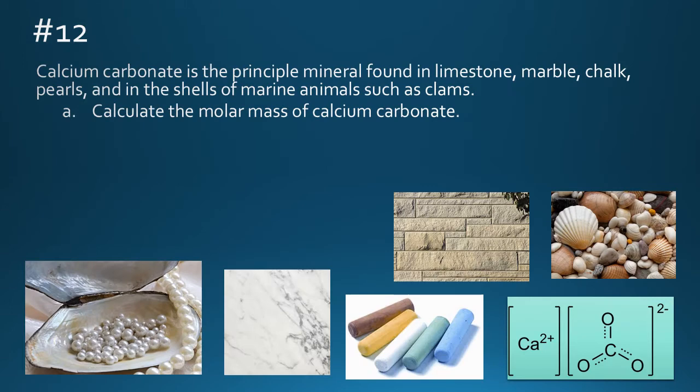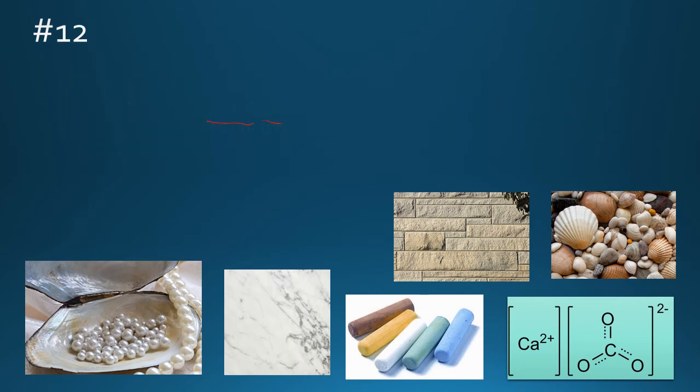Okay, calcium carbonate is really cool. You find it in all of these pictures down here. But the first thing we need to do is calculate the molar mass of calcium carbonate, which means the first thing you're going to need to do is find the formula for calcium carbonate. See if you can do that. Pause the video. Calcium carbonate. Well, if you came up with CaCO3, you're on the right path.